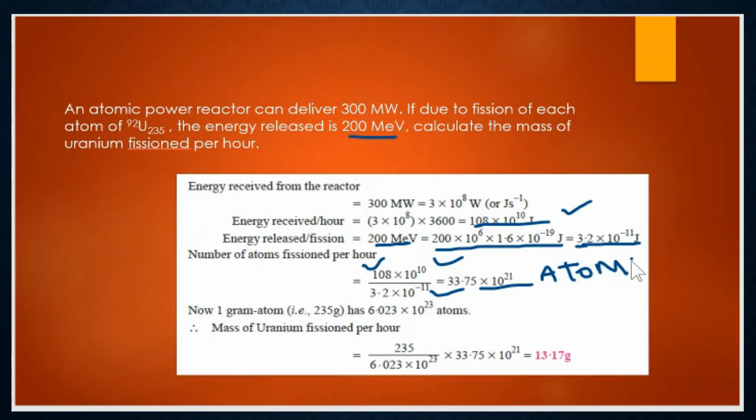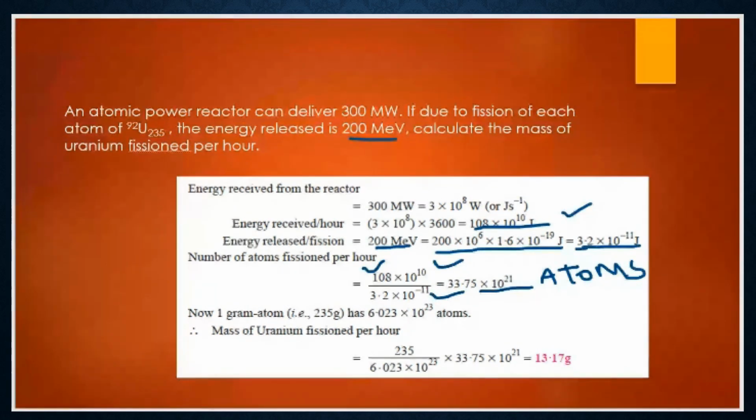These atoms participated in the fission process and released 300 megawatts. What you can understand from this is that 33.75 into 10 to the power of 21 atoms are participating in the fission process to release 300 megawatts of energy.